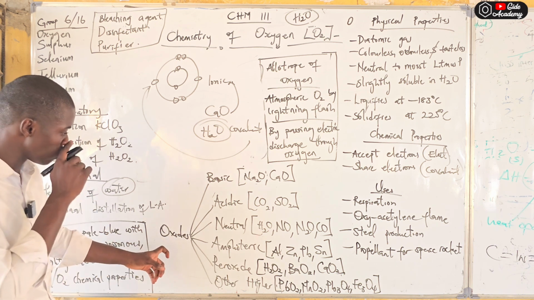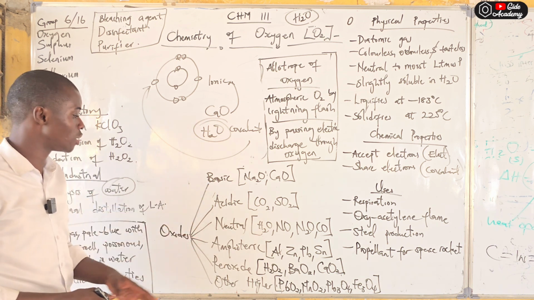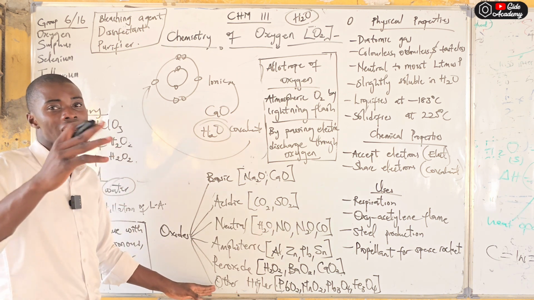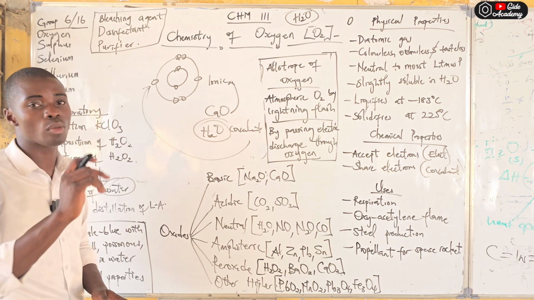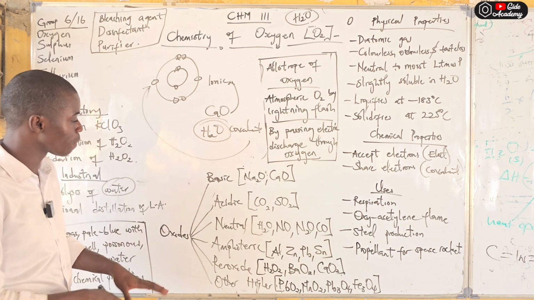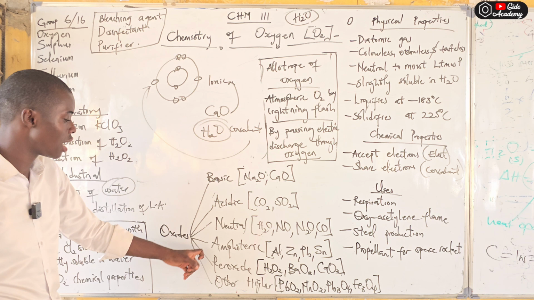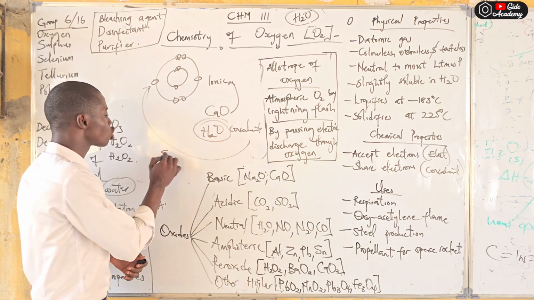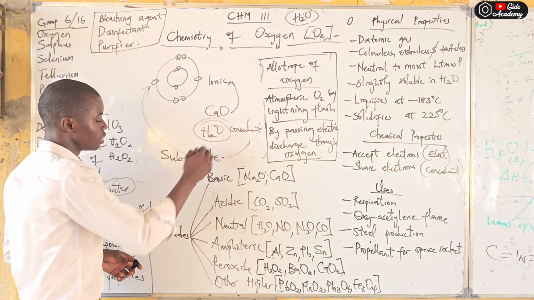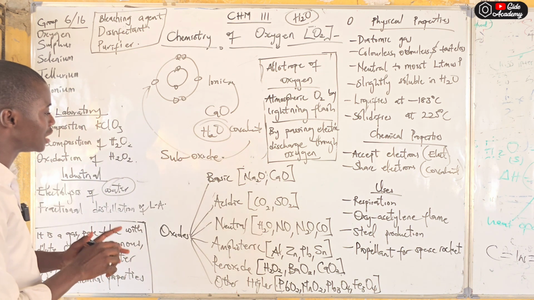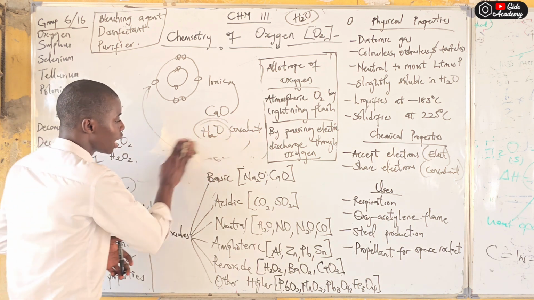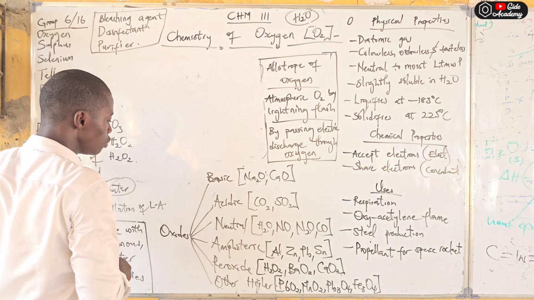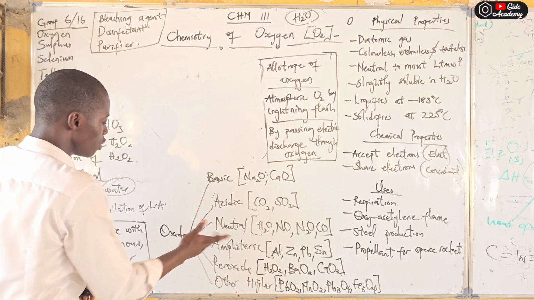So if you look at oxide, we have different kinds of oxide. We have the basic oxide, the acidic oxide, the neutral oxide, the amphoteric oxide, the peroxide, other higher oxide, and we as well have what we call sub-oxide, but I won't be explaining that in this video. I repeat: basic, acidic, neutral, amphoteric, peroxide, and other higher oxide. And we also have the sub-oxide. So all these I mentioned are different types of oxide. How can we differentiate? How can we know that this is a basic oxide, this is an acidic oxide, this is a neutral oxide, and this is amphoteric, peroxide, and others?